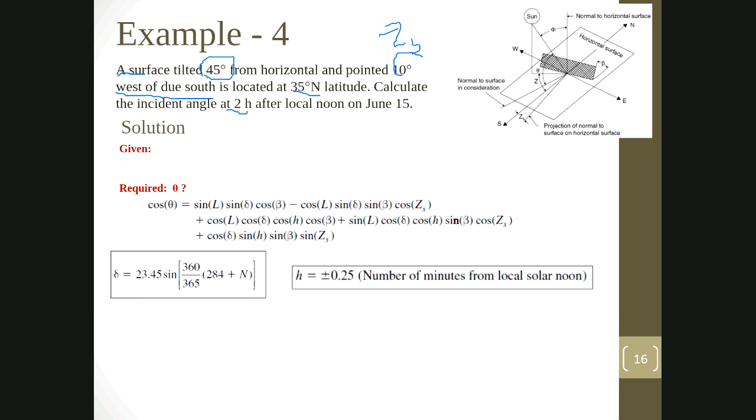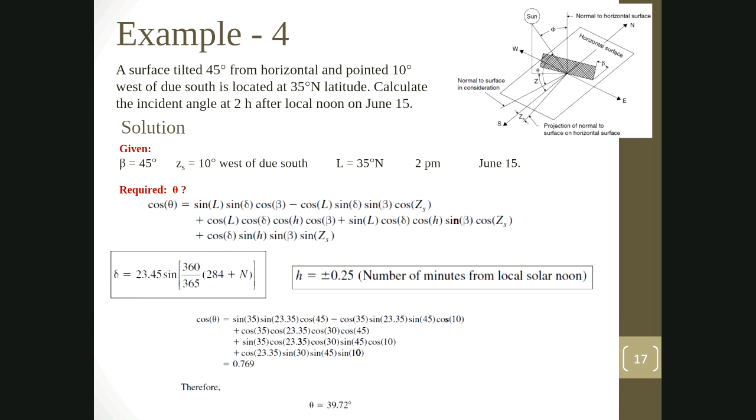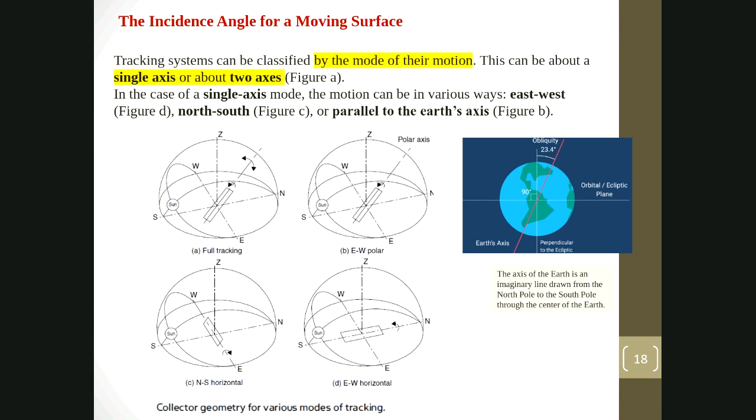Okay. This equation, as I said, gives the incident angle for a fixed surface. But what if I have a moving surface? We always try to find maximum solar radiation, so we make tracking systems to make the surface track the sun. Tracking systems can be classified according to the mode of motion. That means I have full tracking, which we call a two-axis system, or a single-axis system.